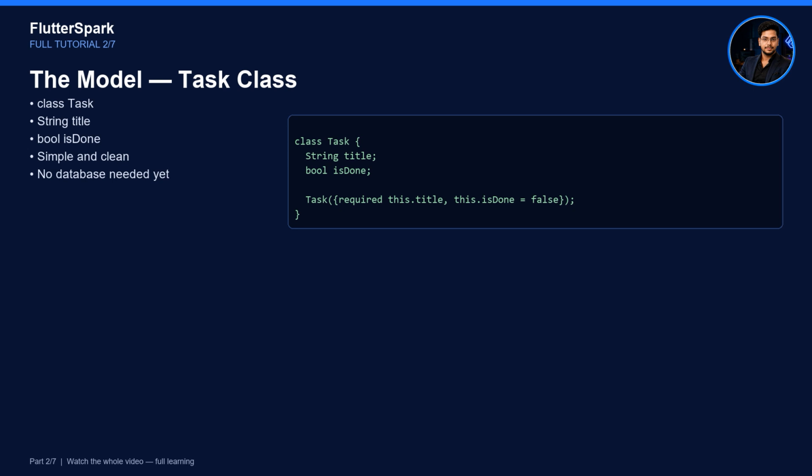Why a separate class? Because it keeps our code organized. When the app grows, you can add a due date or a priority without rewriting everything. This is exactly how professional Flutter apps are structured. Save the file. In the next part we build the main screen and the list that shows these tasks.